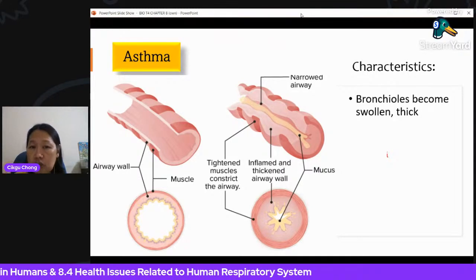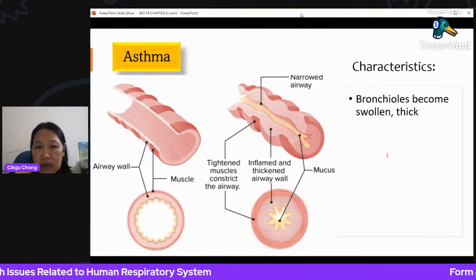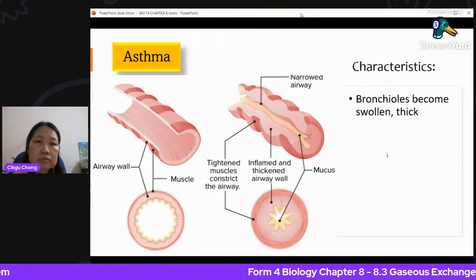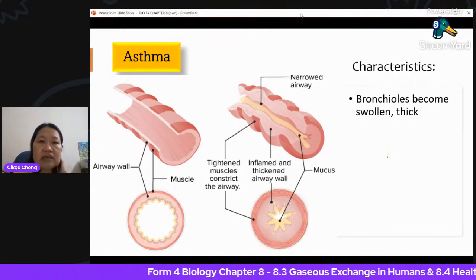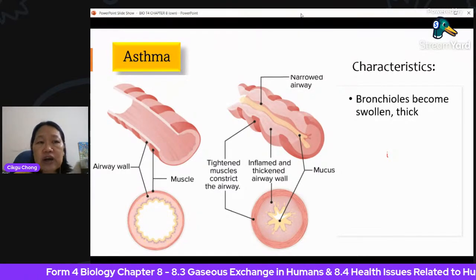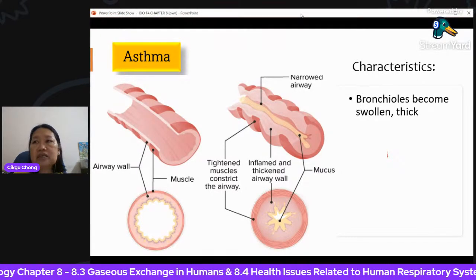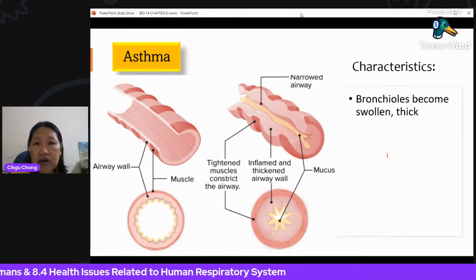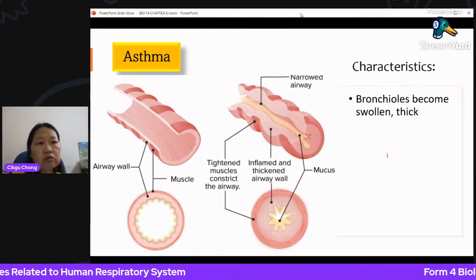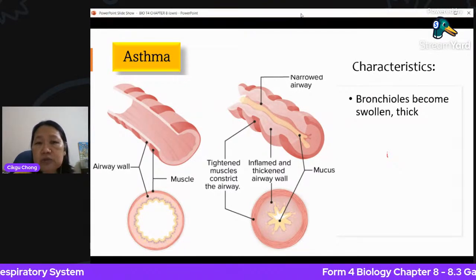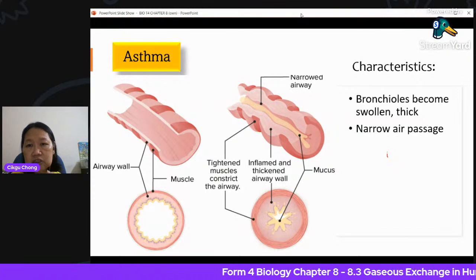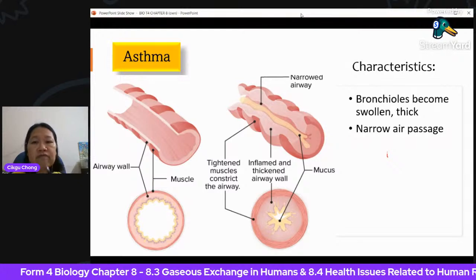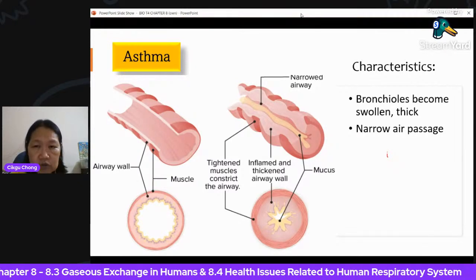On top of that, you may have a thickened airway wall. The wall becomes thicker due to irritation and sensitivity. People who get asthma are sometimes sensitive to pollen grains. You have an asthma attack when you smell something very dusty, or haze can trigger your asthma. Smelling cigarette smoke can also trigger your asthma. So it's a bit of sensitivity as well. Bronchioles become thick and swollen, with a narrow air passage. This is always characteristic of all this COPD. You have a narrow air passage, difficult for the air to pass through.